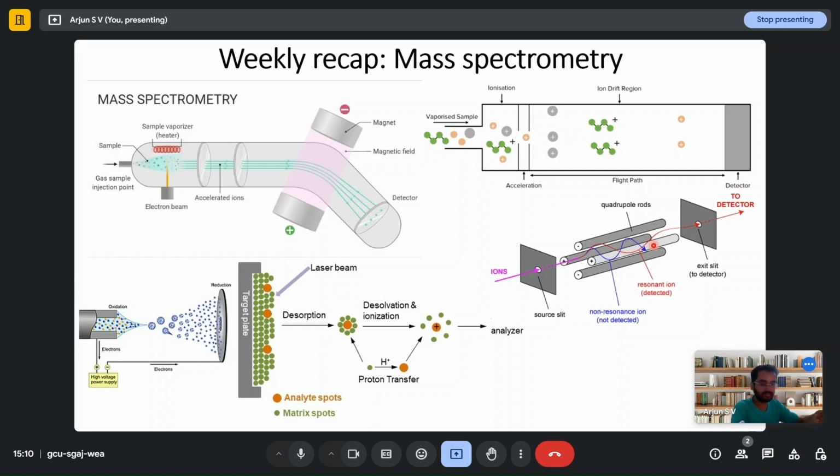And we also saw about other advanced mass spectrometry techniques like using ion trap technology or Orbitrap technology or Orbitrap Fusion technology.